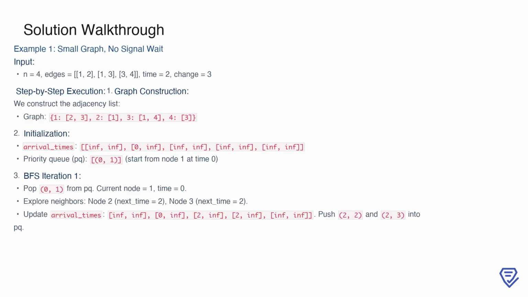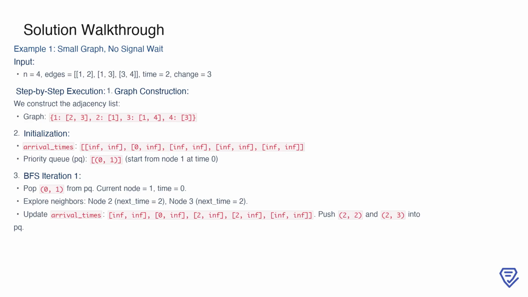Next, we initialize an arrival_times array, where arrival_times[i][0] stores the shortest time to reach node i, and arrival_times[i][1] stores the second shortest time. At the beginning, all values are set to infinity except for the starting node, which is initialized as [0, INF] for node 1. We also initialize a priority queue with the starting node and time, (0, 1).